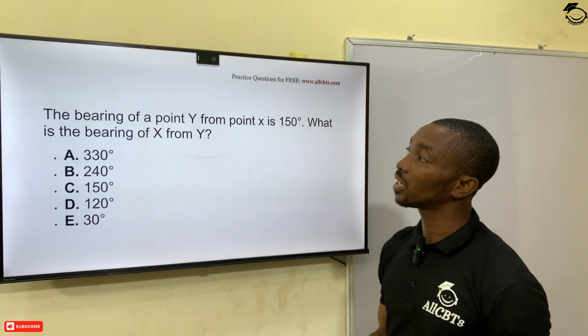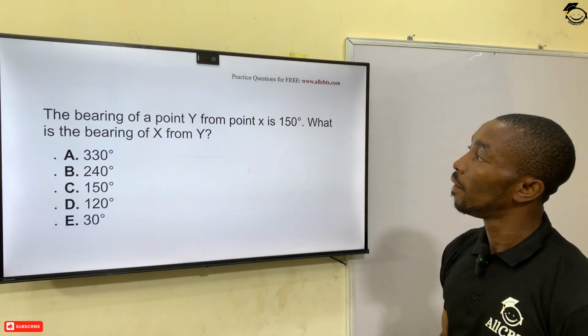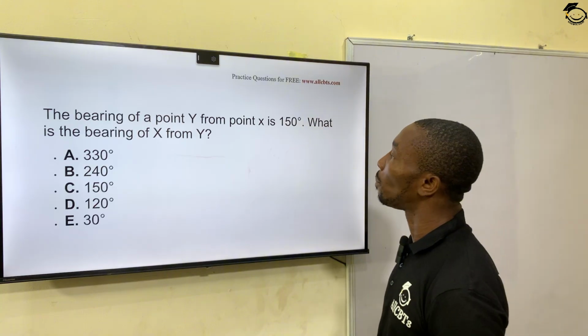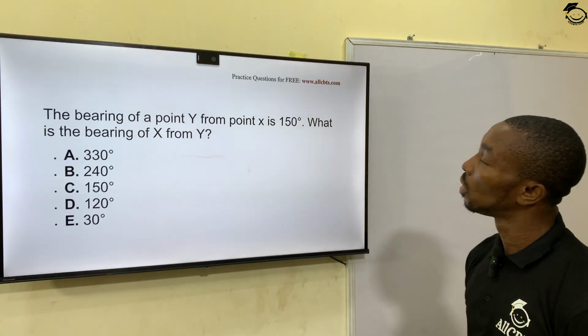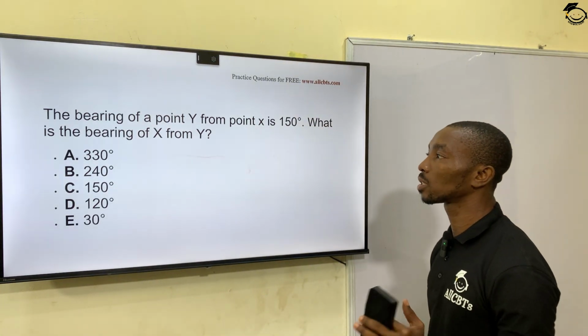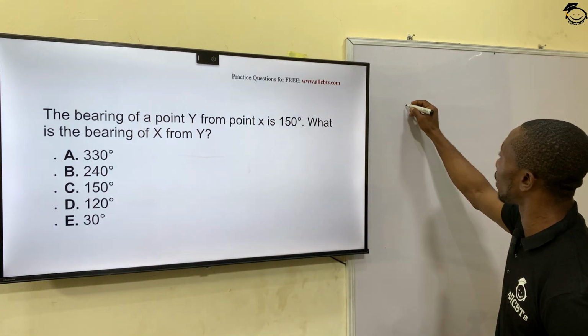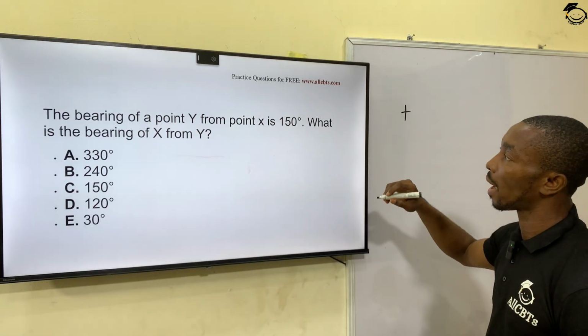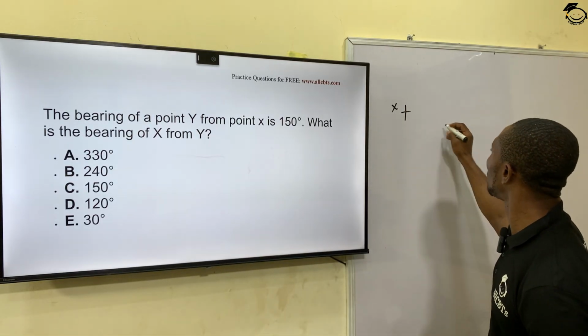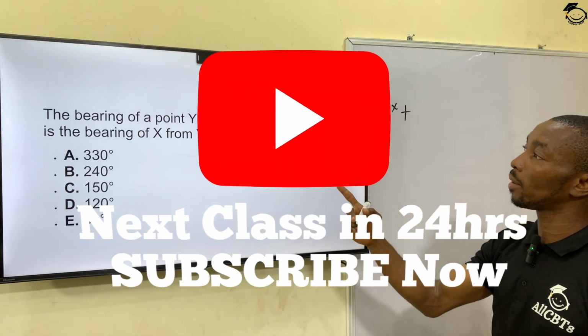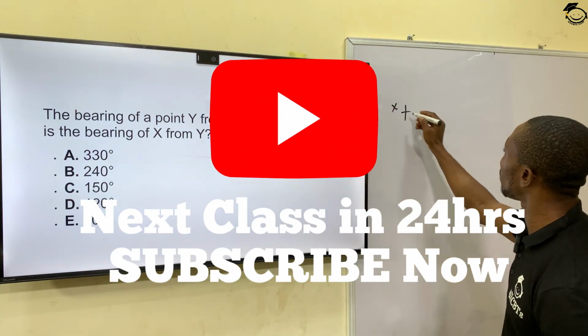Okay, so our next question says, the bearing of y from point x is 150. What is the bearing of x from y? Now, if we look at that question carefully, we have 2 points, point x and point y. It says the bearing of y from x is 150.